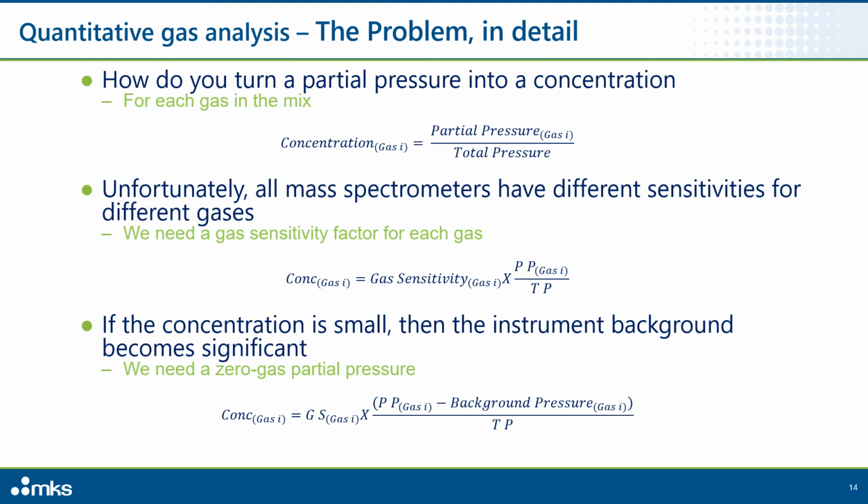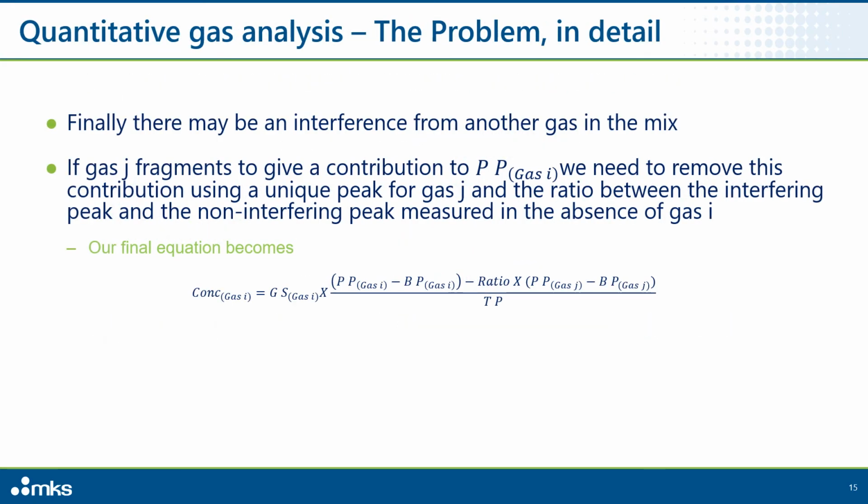And finally, on trace gas applications, you need to subtract your background gas contribution for each gas that you want to quantify. And finally, you have to work with the interfering signals. You need to find first the ratio of interfering signals on fragmented and non-fragmented molecules. Then you need to subtract the calculated contribution of the interfering signal from the measured signal from the interfering gas.